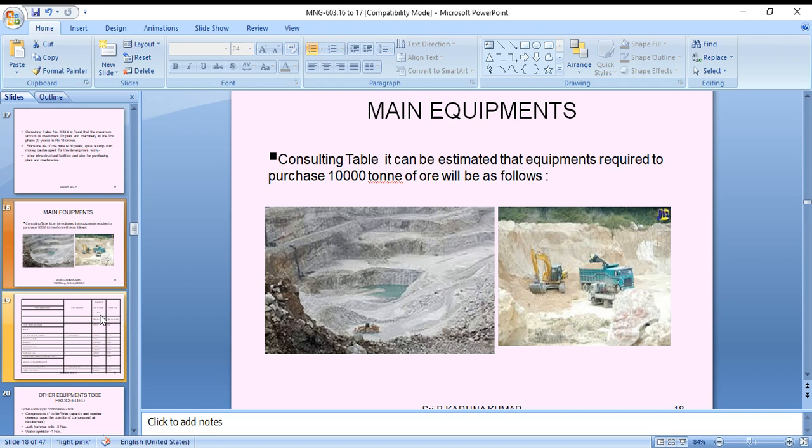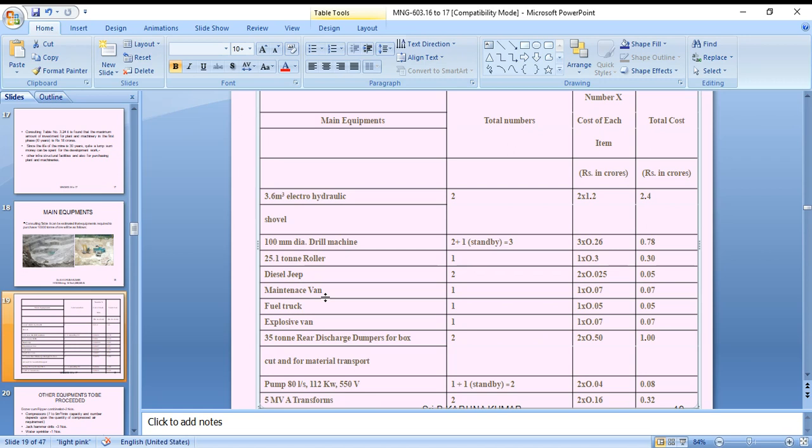Now coming to this, it is the mining equipment, total numbers and cost of each item. So how much layout is required, including for the 10,000 production, and how much cost has to be calculated. As per the above table, we require two shovels, that is 3.6. I think this data will be old data, around the 90s. The cost of each item will now be varying. It will be compared to the present rates.